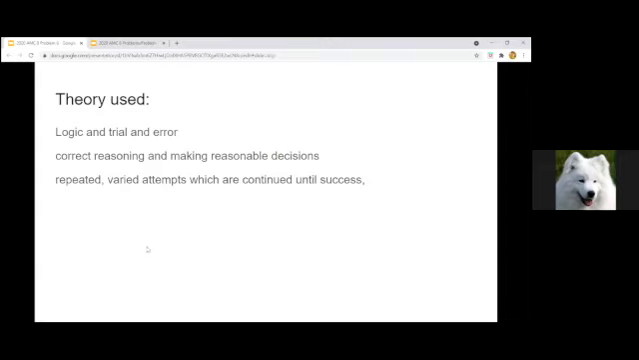The theory we used was logic and trial and error. Both can be used. Trial and error is just going at the problem until you find the solution, and logic is using reasoning and making correct decisions based on your data. That's the first question. Does anyone have questions?